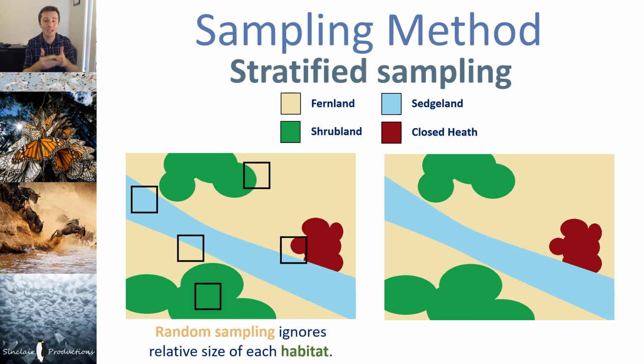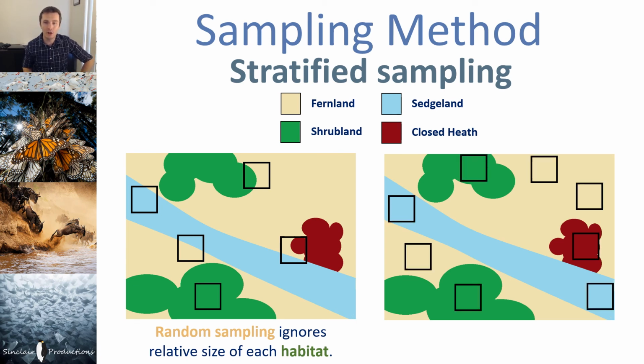I need to break it into the different strata. Okay, so I've got these 4 different ones here, and then I look at the relative proportion and I add that number of quadrats randomly in those areas. So if I was to do random sampling more effectively here, you can see that I've got 3 in the fernland because they make up the larger amount. I've got 2 in our shrubland, I've got 2 in our sedgeland, and I've got 1 in the closed heath. And you can see that now each area is actually sampled in a relative proportion to the size that it makes up. And I would do that randomly, okay?